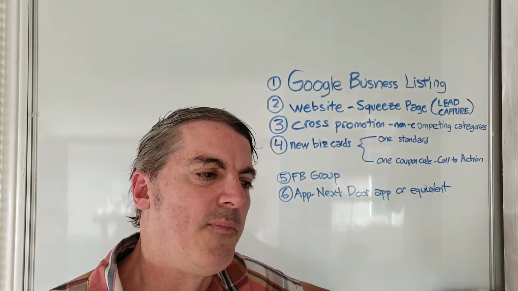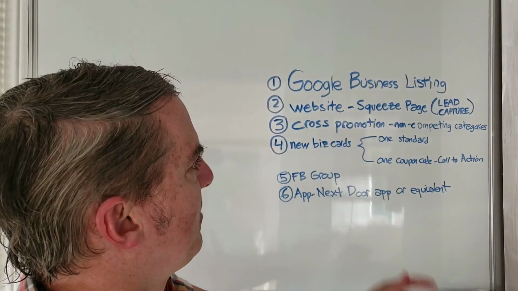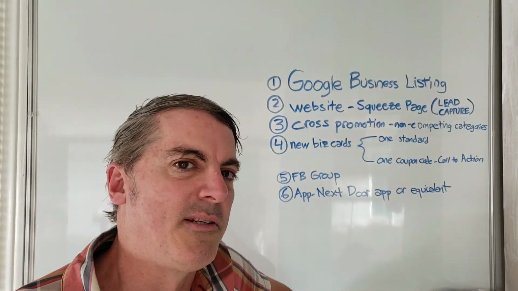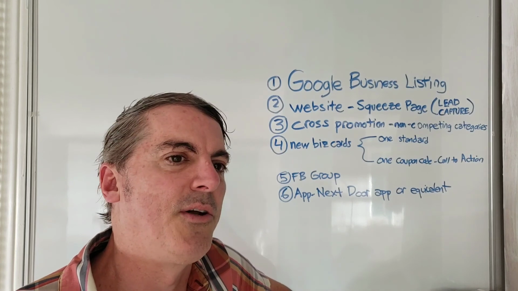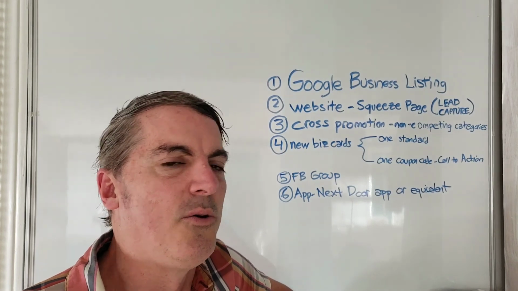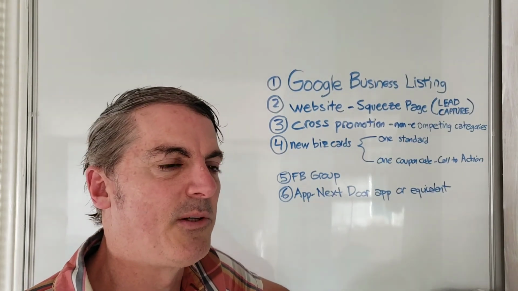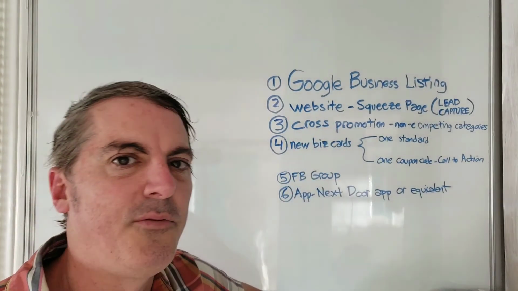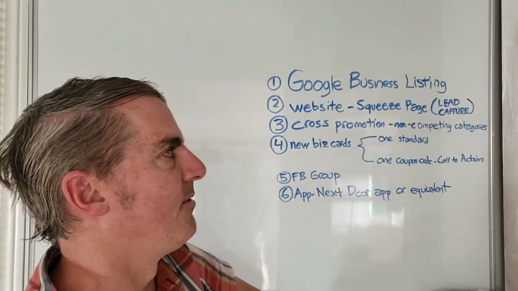So you can do this just by going to google.com and typing in Google My Business and searching for it, or duckduckgo.com, another great browser, or brave.com, another browser. Just type in Google Business Listing, how to set up a Google business listing, and then follow the steps. Also, YouTube will show you how to do this.